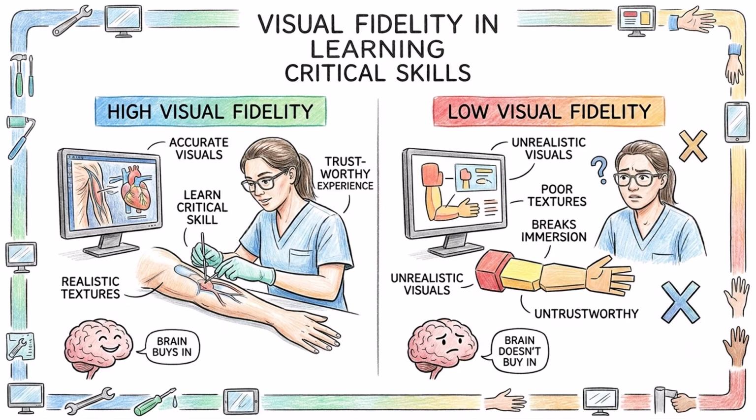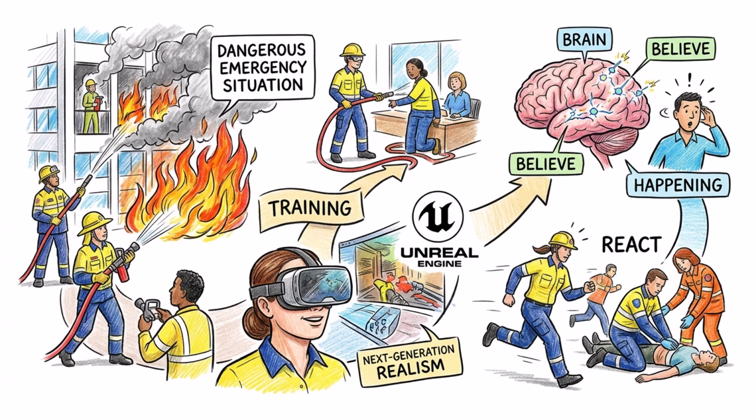So, getting back, fidelity here isn't just about making it look pretty for a movie. It's about making it accurate enough for someone to learn a critical skill from. If the visual fidelity is off, it breaks the immersion, and the person's brain doesn't buy into it. If you're training for a dangerous emergency situation, you need to feel on a primal level like you are there. Unreal Engine provides that next-generation level of realism that makes the brain believe, okay, this is happening. I need to react.